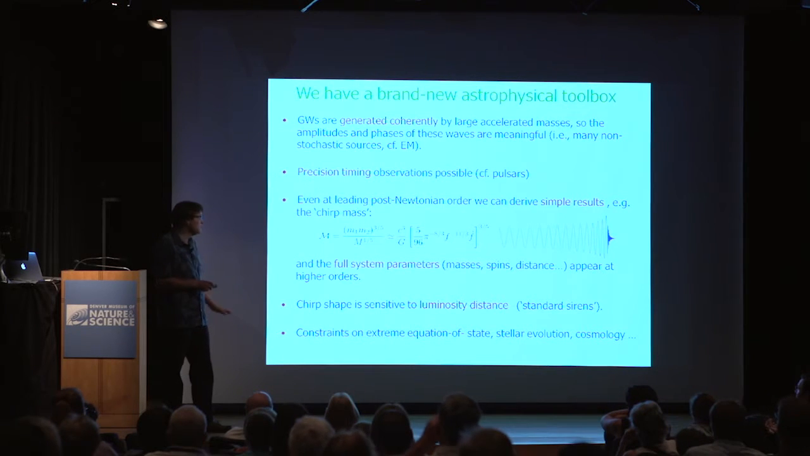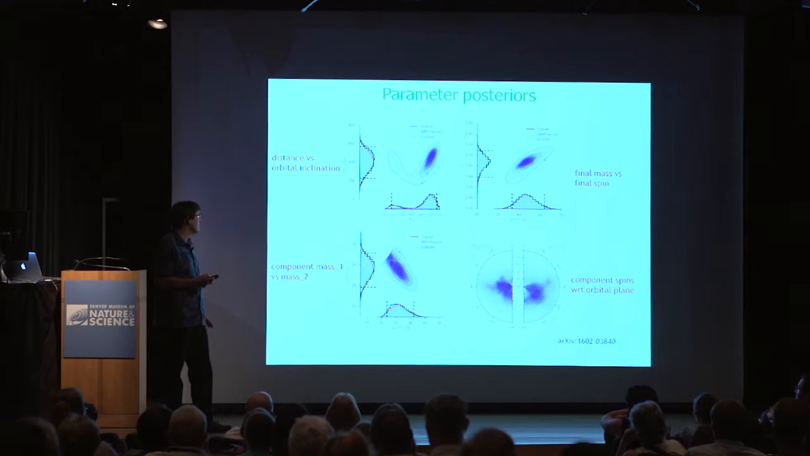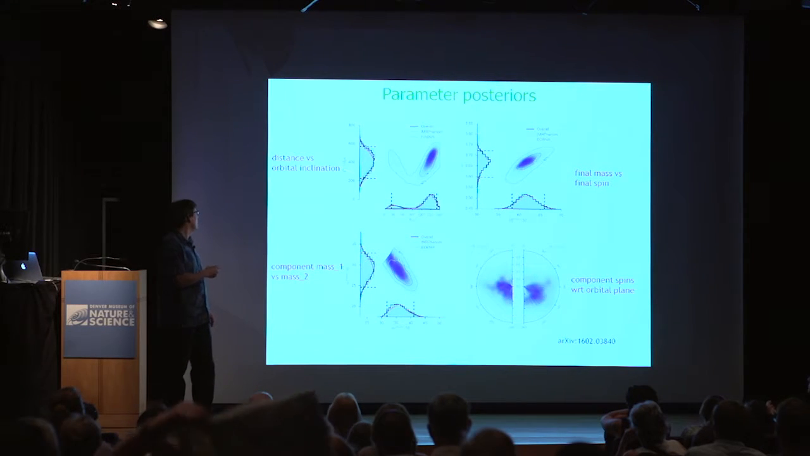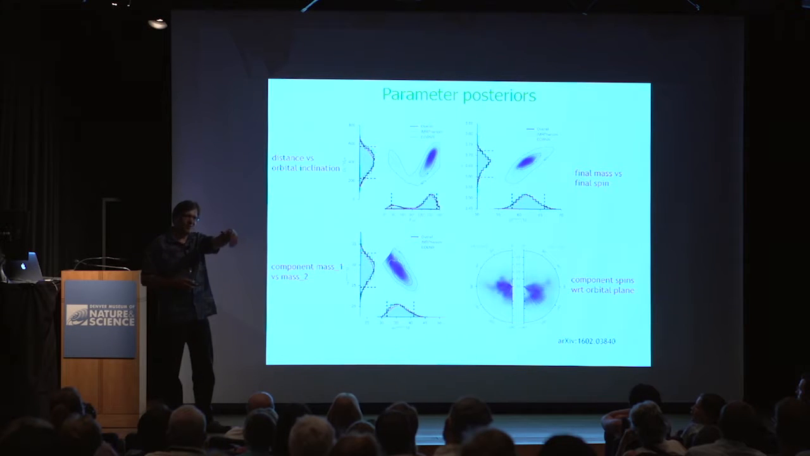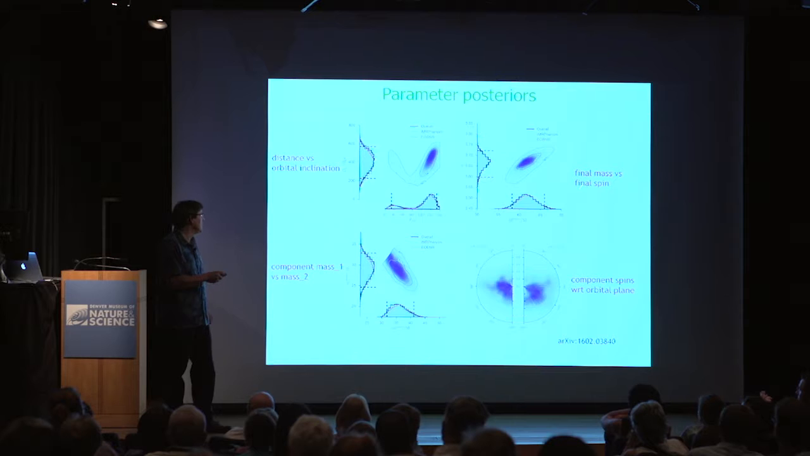And so one of the things that was kind of amazing about this particular one, so this is the things that it can actually tell. One of the things it can tell is how far away the event happened. In this case, it happened about 400 megaparsecs, about 1 billion light years away. It's also coupled to the orbital inclination.